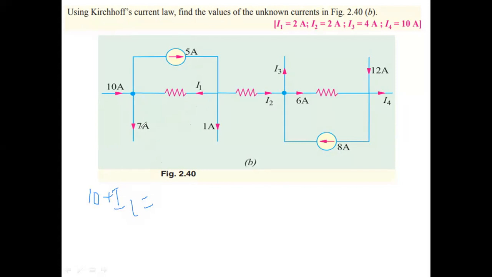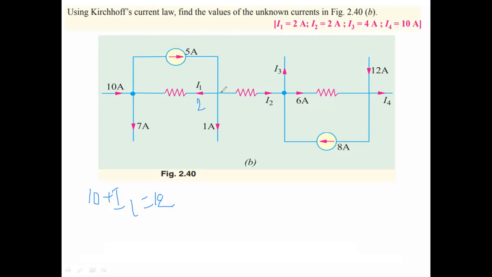outgoing currents, which are 7 amperes and 5 amperes. So 7 plus 5, that is 12. So I1 is 12 minus 10, that is 2. So I1 is 2 amperes.